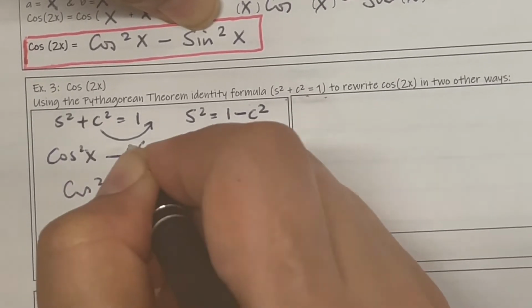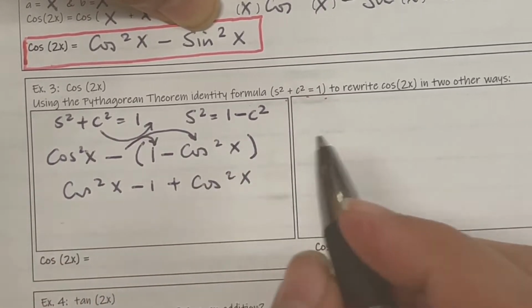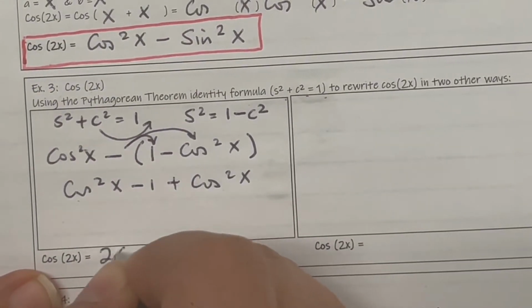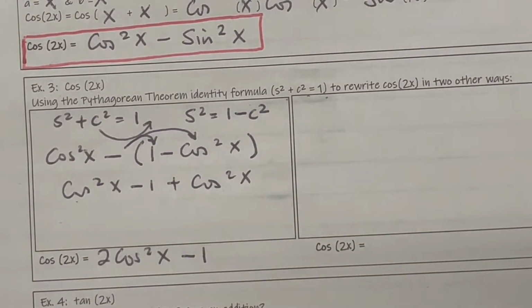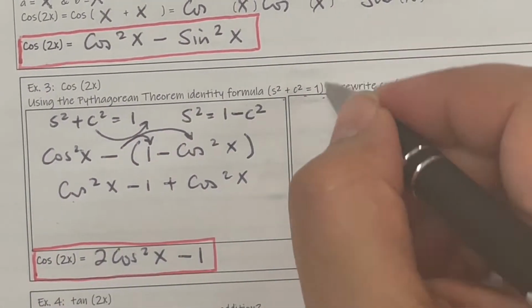All right, let's distribute the negative. That's going to be negative 1. And then distribute the negative again. That's positive cos squared x. All right, let's combine like terms. So cos squared x plus cos squared x is 2 of them. And then the minus 1. So this is another way of writing the identity. And you need to kind of be familiar with all three ways.